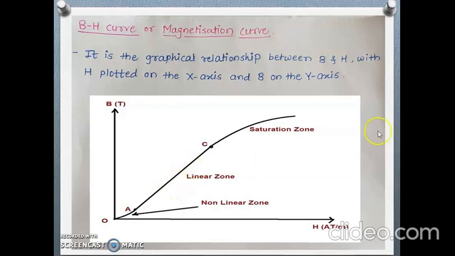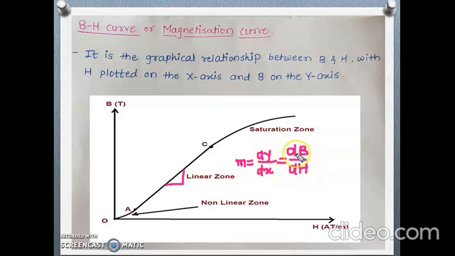How will we get it? Let's find the slope of this line. This is the linear line. What will its slope be? The slope m of any line is dy upon dx, that is, change in y with respect to change in x. Here on the y-axis we have B and on the x-axis we have H, so we can write it as dB upon dH.